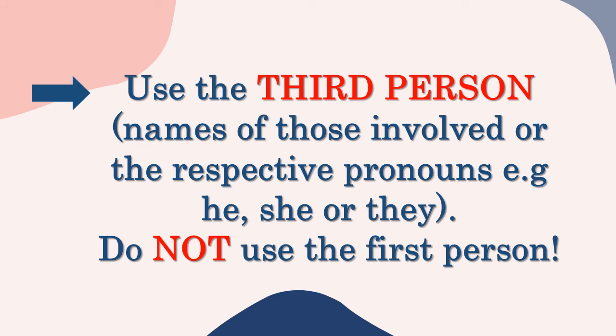Furthermore, newspaper reports should be written in the third person, using the names of those involved or who were part of the situation and pronouns such as he, she, or they. Never use the first person because it's never about you in a report. It is like a story that you narrate, but the structure is different.